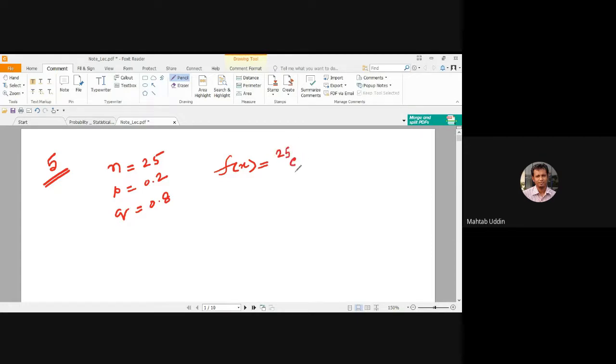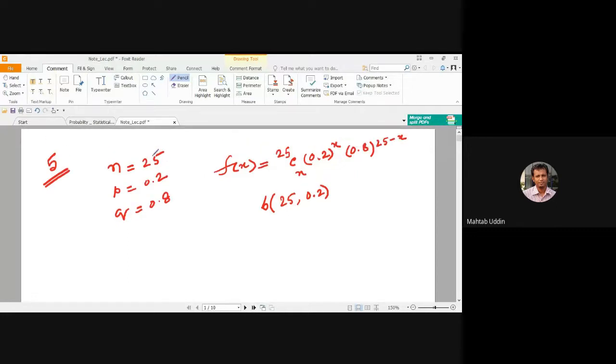25 Cx, 0.2 to the power x, 0.8 to the power 25 minus x. Sometimes you can see this written as the binomial distribution with 25 trials with probability of success 0.2. Can you write it? Okay.